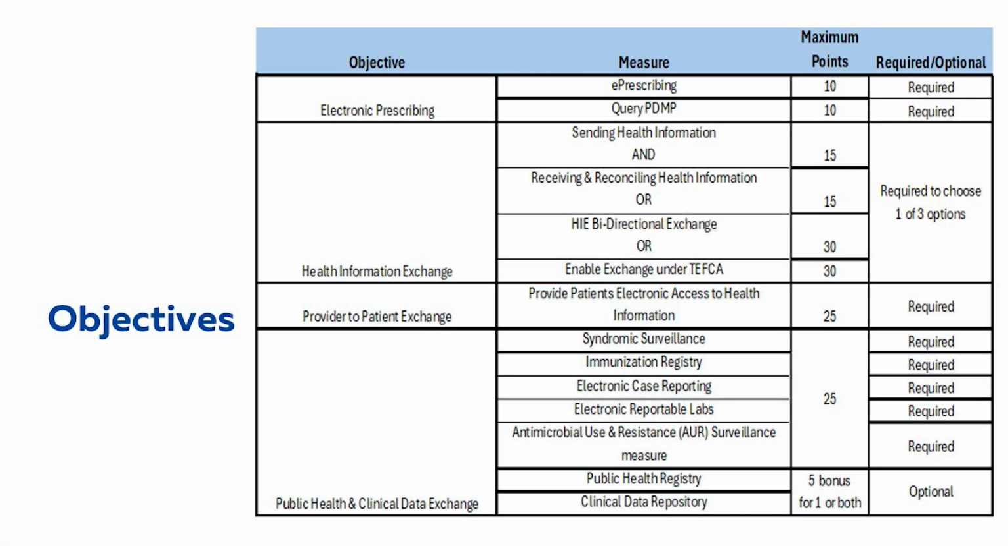Objectives. This table shows each objective with the available measures. It also identifies which measures are required and how many points are available. You must submit data on all of the required measures.